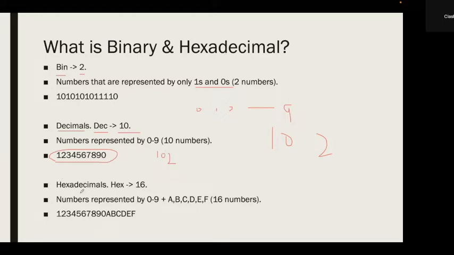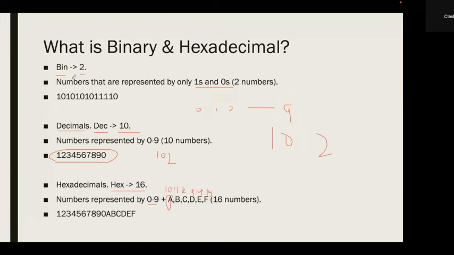And for hexadecimal numbers, it is the same logic. It is represented by 16 numbers, 0 to 9. It can also be represented by A's, B's, C's, D's, E's, and F's. And A means 10, B means 11, C means 12, D means 13, E means 14, and F means 15. So it all follows the same logic, based on how many numbers represent these numbers.